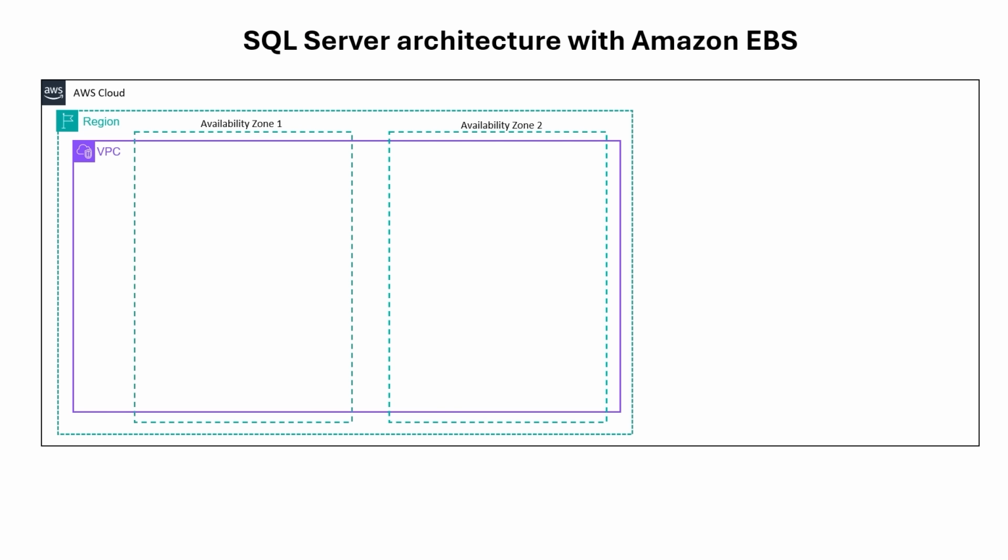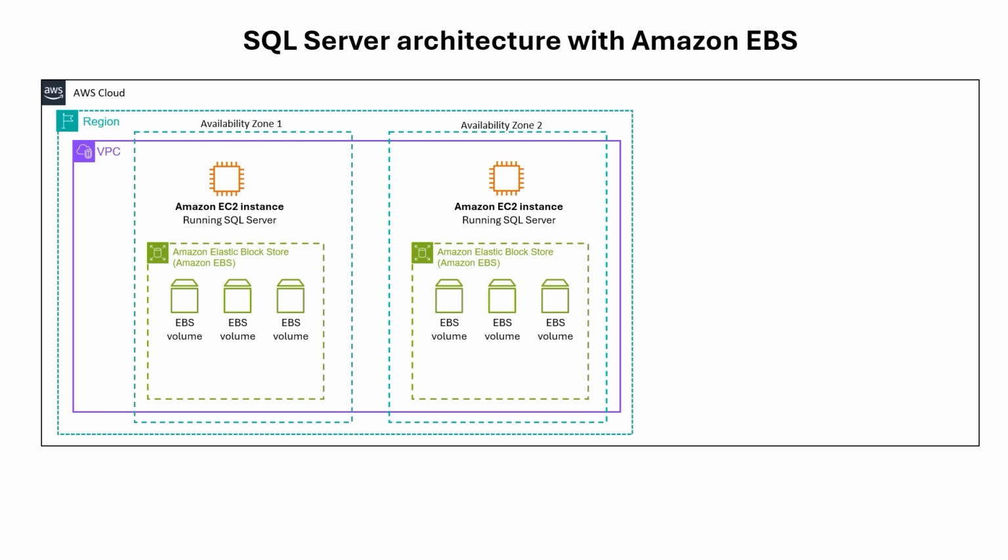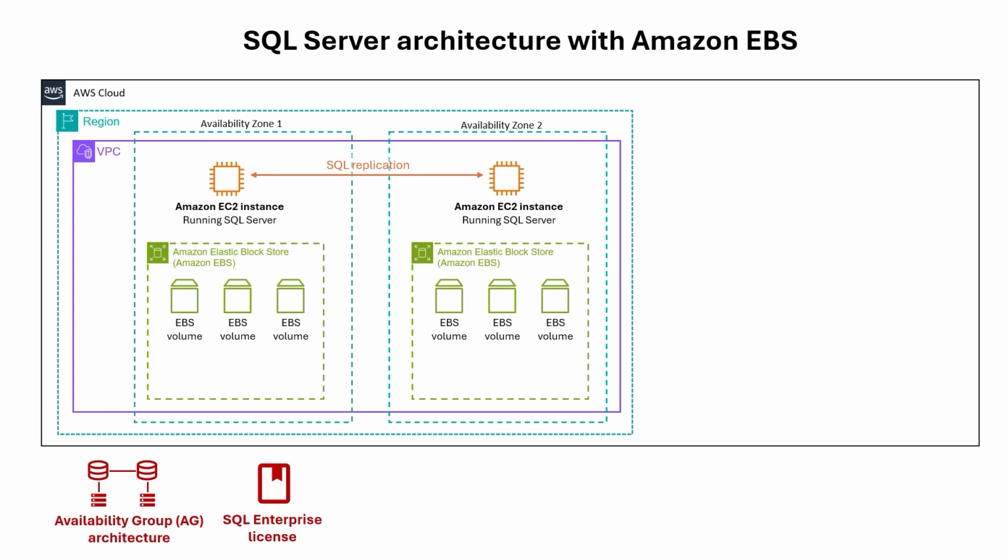This is the common architecture. 2 SQL Server nodes are deployed on 2 EC2 instances, one in each availability zone. Each EC2 is attached to an EBS disk, providing persistent block storage. To keep the synchronous replication between the SQL nodes, SQL native replication is used. This is an Always On availability group architecture that requires a SQL enterprise license, which is expensive compared to the standard one. It also uses 2 copies of the data, the same data on each Amazon EBS device, and compute resources are used to replicate the data by the SQL Server.